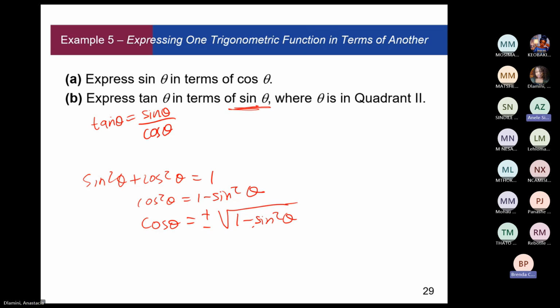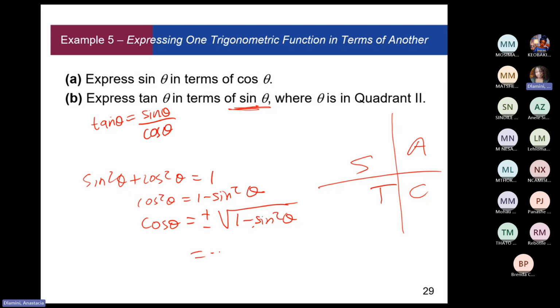It's on the second quadrant. So sine is positive, cos is negative. So cos will be what? Negative, since it's on the second quadrant. So meaning that this will be equal to the negative square root of 1 minus sine squared theta.